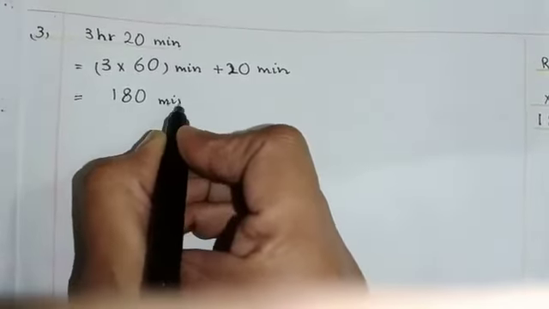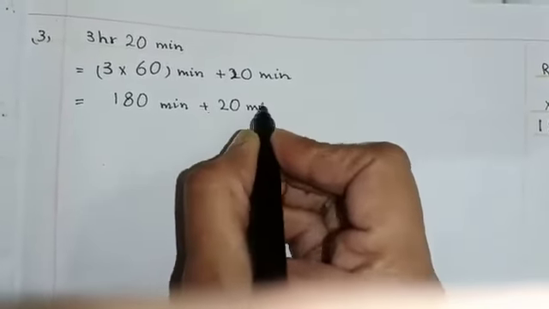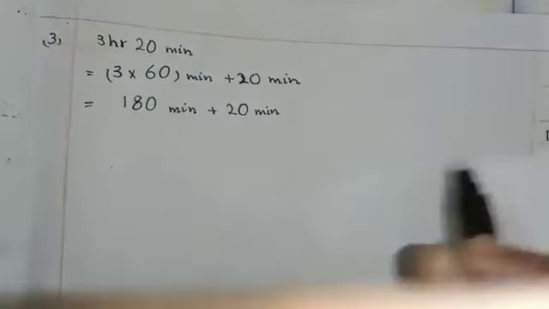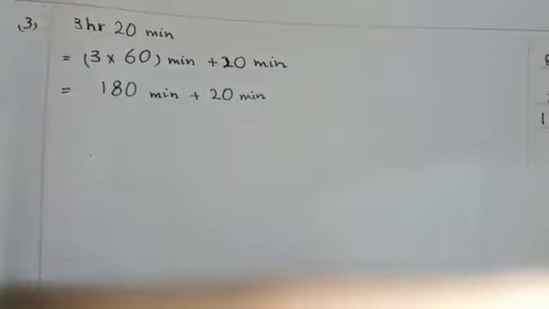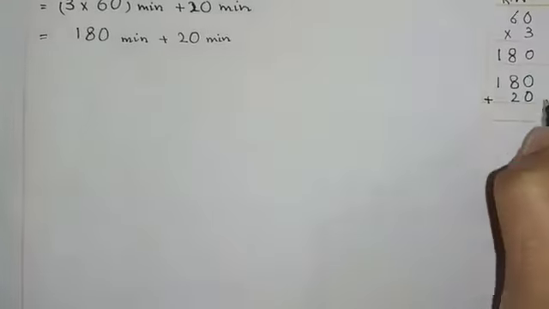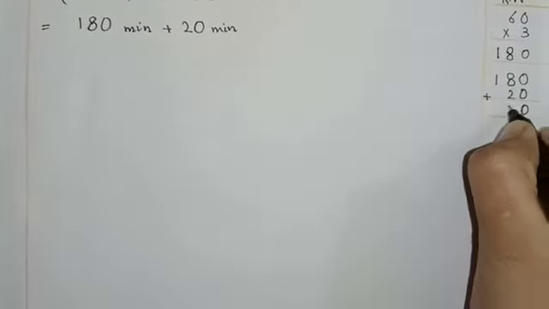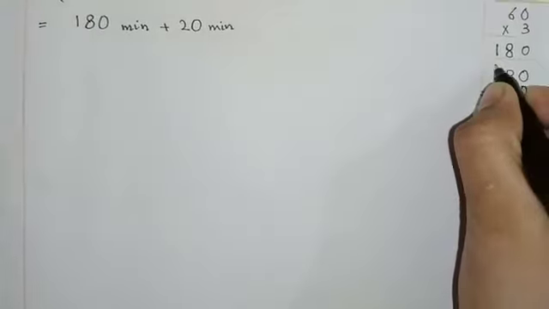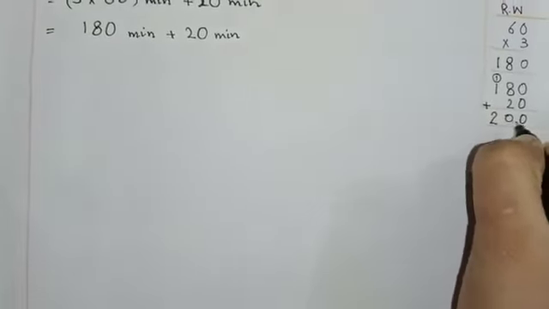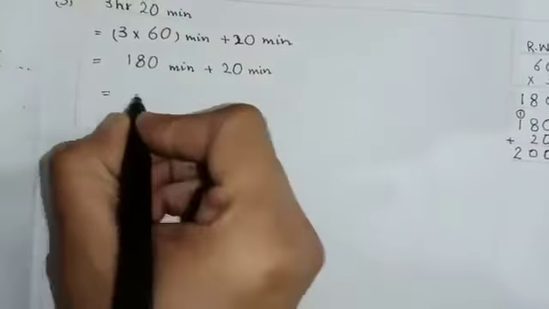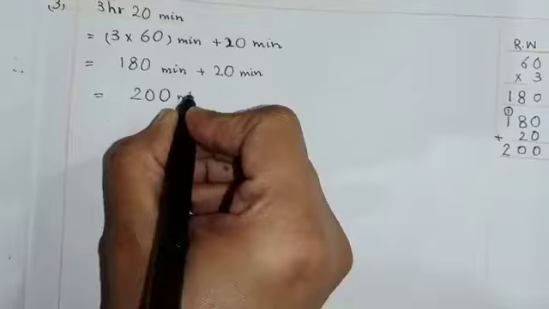180 minutes plus 20 minutes. Now we will add 180 and 20. 0 plus 0, it's 0. 8 plus 2, it's 10. So we write 0 here and 1 will be carried over. Now 1 plus 1 is 2. So the answer is 200 minutes.